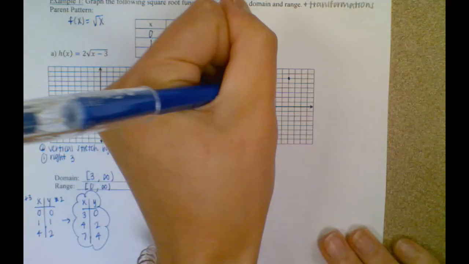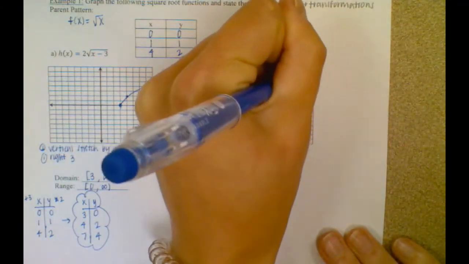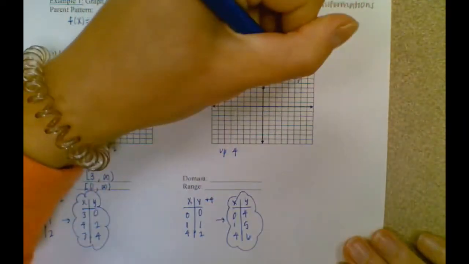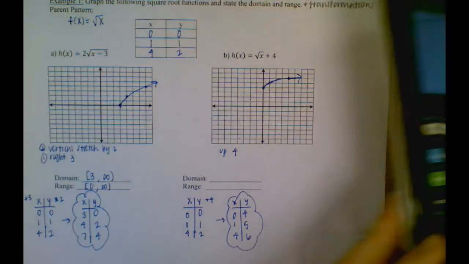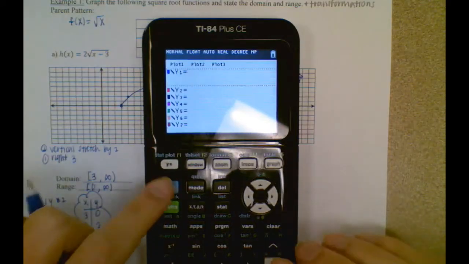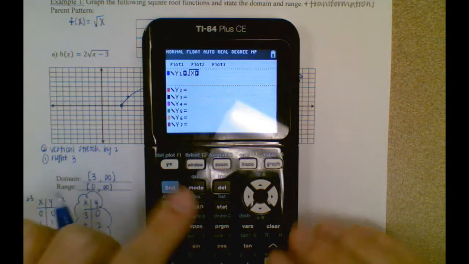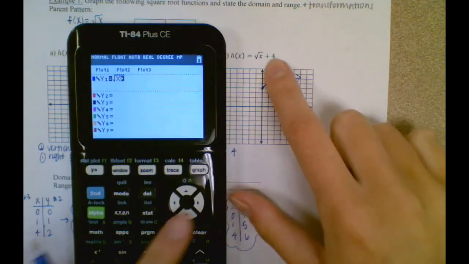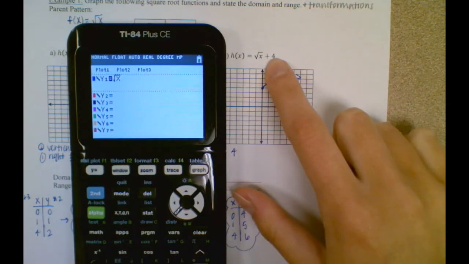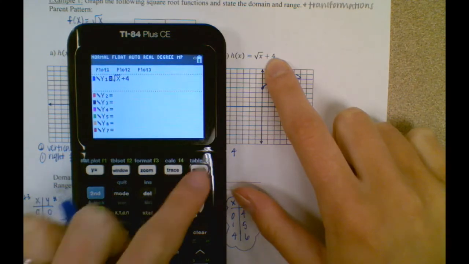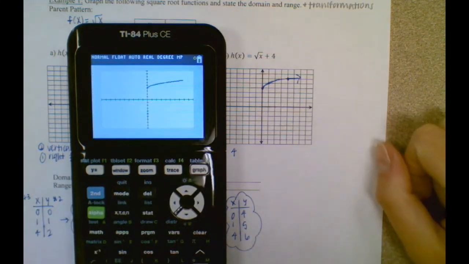Okay, and connect your dots, and voila. Again, if you're in regular, I'm going to show you how to type this in real quick. Y equals the square root of x. And see how the plus 4 is not underneath the radical? Make sure that you're outside of the radical before you add 4. And then you can see that your graph looks just like ours.